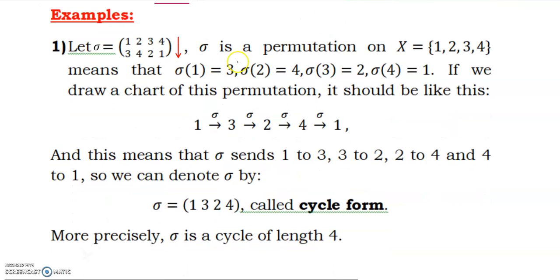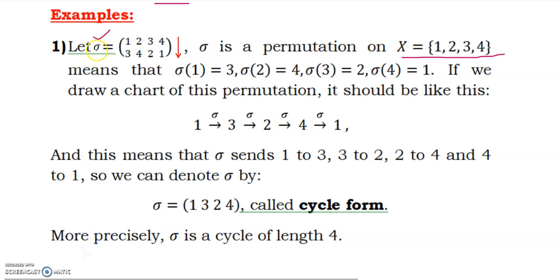Now you see here we consider a set X: 1, 2, 3, 4. How many elements do we have? We have 4 elements. So how many different permutations can we form? We can form 4 factorial, 24 ways. Now here we take one permutation that is called sigma.